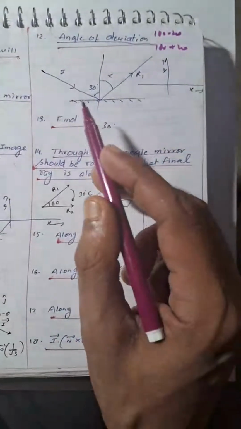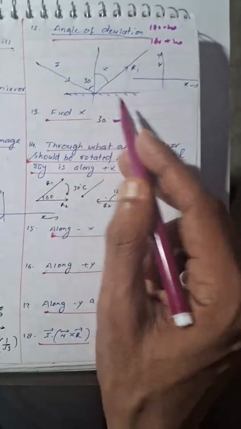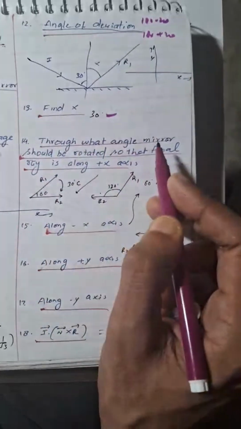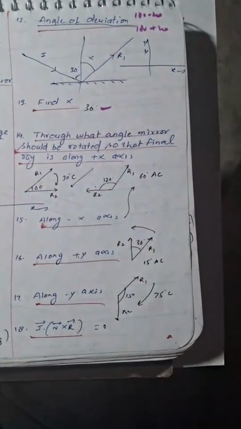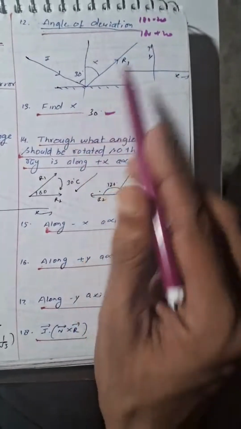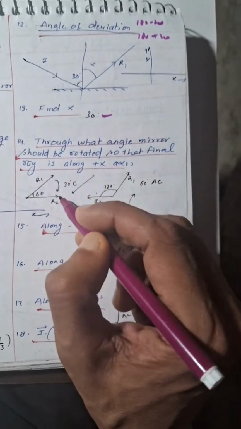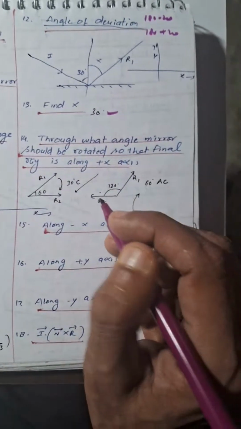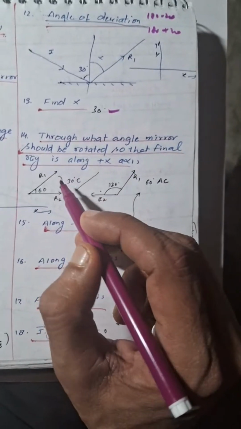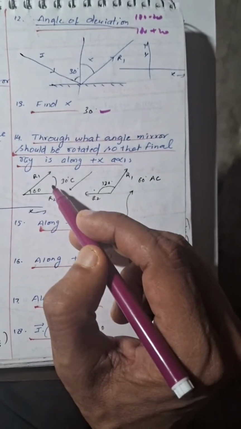Now there is another problem in which we need to find angle x. So angle x will be 30 degrees over here, as the angle of incidence is equal to the angle of reflection. Now another question: through what angle should the mirror be rotated so that the final ray is along the x-axis. So here we can say that R1 will make an angle of 60 degrees. So if we want to make R2 along the x-axis, two possibilities are there. One is along the plus x-axis, one is along the minus x-axis. So for the first case, the reflected ray rotates by 60 degrees clockwise.